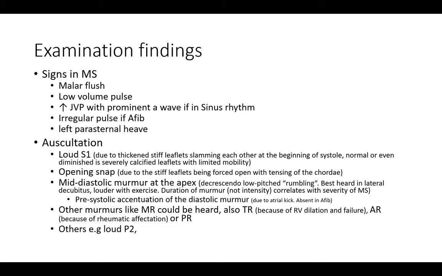We could have a tricuspid regurgitation if they've had really bad pulmonary hypertension with RV dilatation. We could have even an aortic regurgitant murmur if they have rheumatic heart disease with mitral and aortic involvement, or even pulmonary regurgitation because of the really long-standing backflow and increased pressures on the right side. Then, of course, we could have a loud pulmonary component of the second heart sound.